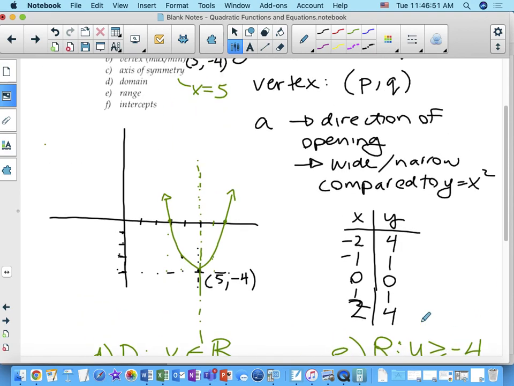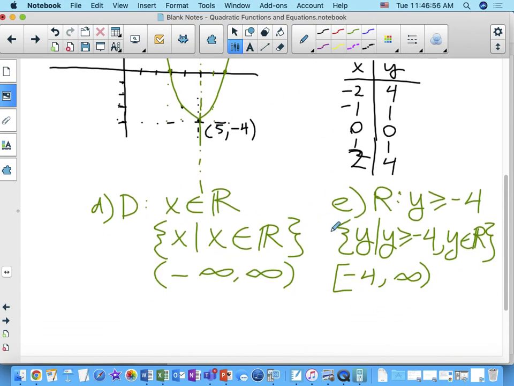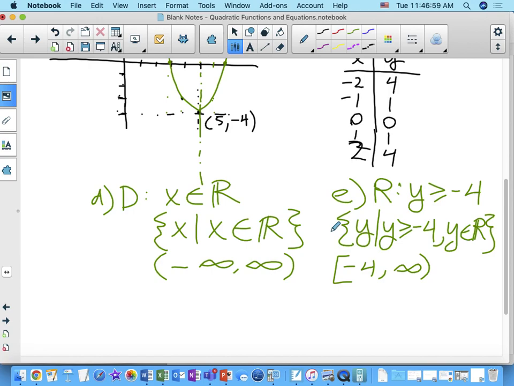And then what's the last one? Intercepts. Okay, well, you can kind of see here what the X-intercepts are. What are the X-intercepts? 3 and 7, yeah. Y-intercept. Now, can we see the Y-intercept on the graph? No. Okay. What do we know about the X values on the Y-axis? When you're on the Y-axis, what does X equal?